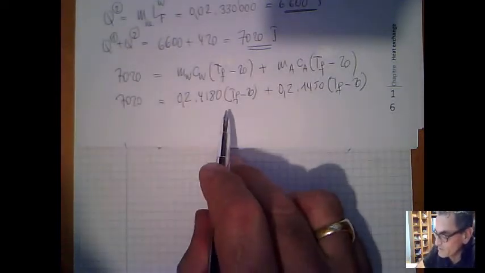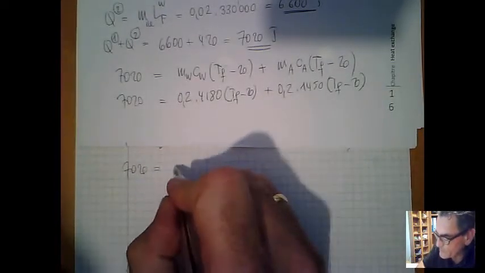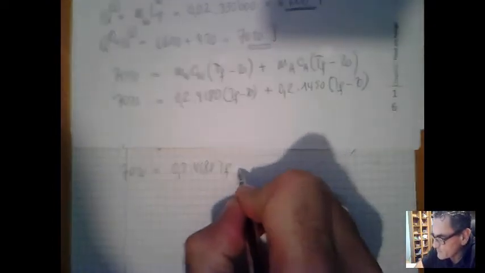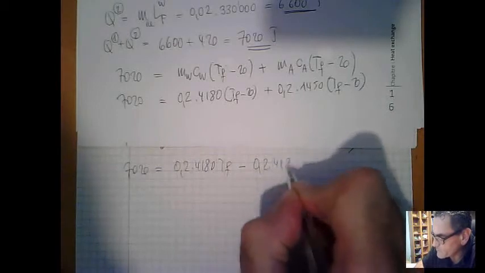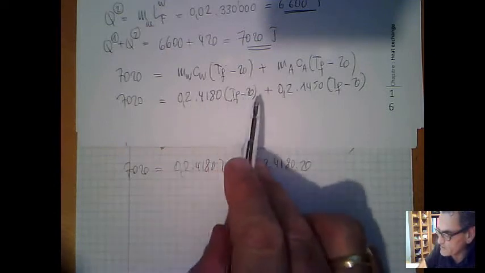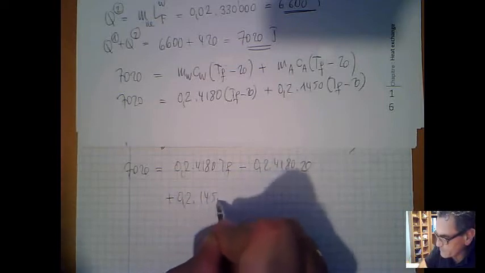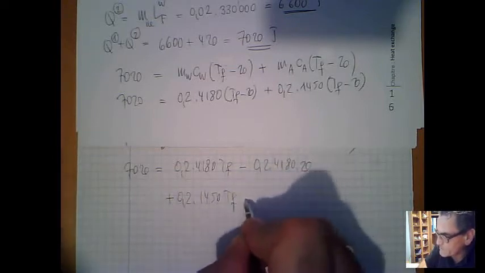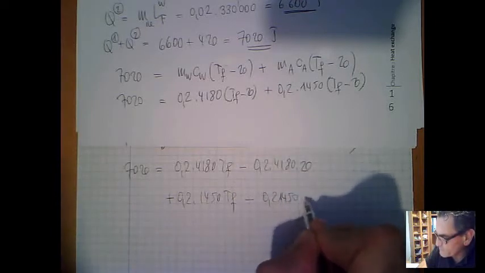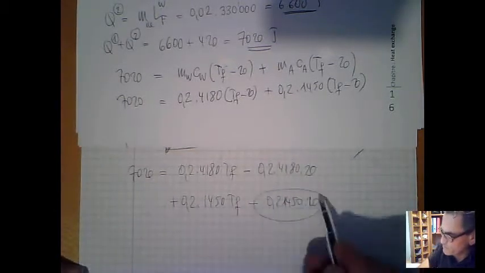Okay. So now, how do we solve this thing? Well, we have to write that 7,020 is equal to 0.2 times 4,180 times TF minus 0.2 times 4,180 times 20. Okay, I'm just distributing this. And then we have plus 0.2 times 1,450 times TF minus 0.2 times 1,450 times 20.